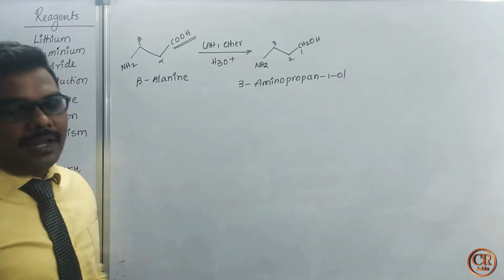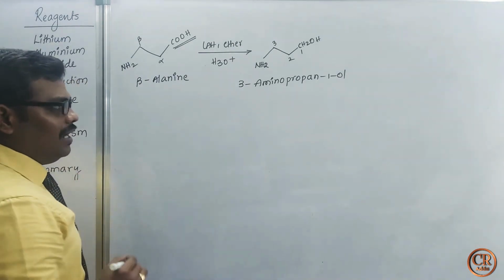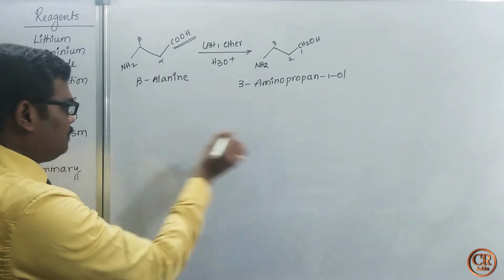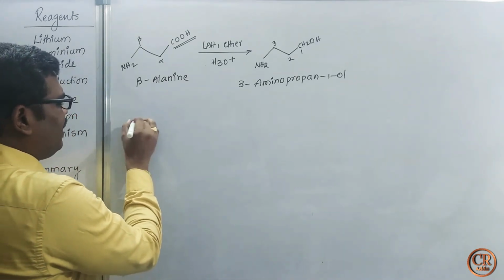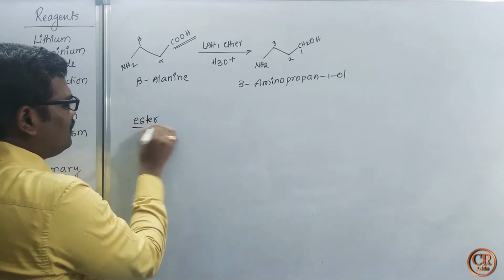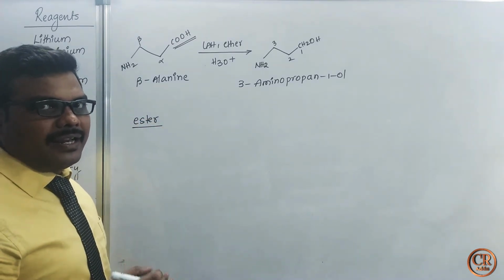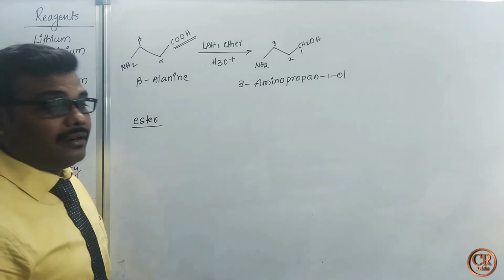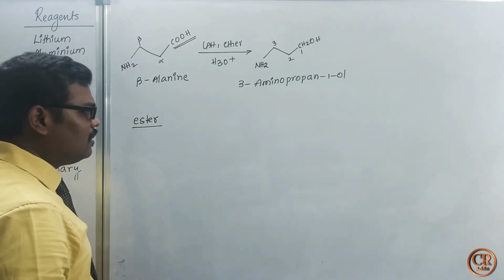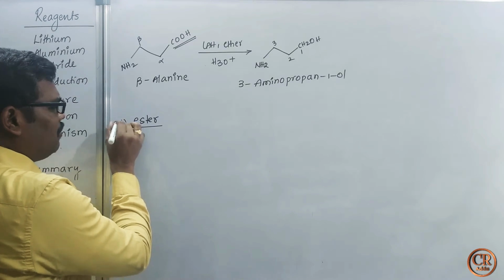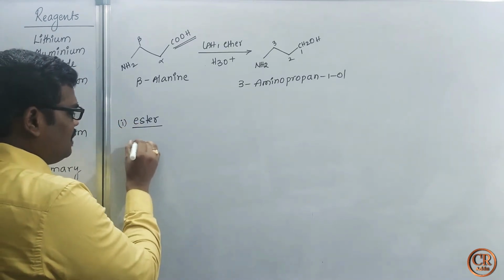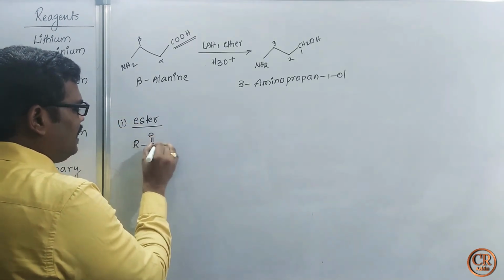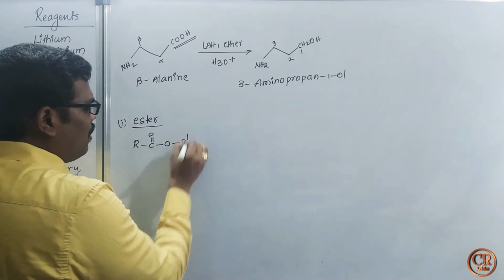So this is mainly about carboxylic acids. Now we take its derivatives. The first derivative is ester. Ester, acid halides, amides and anhydrides are all derivatives of carboxylic acid. So I am taking the first derivative, ester. The ester general formula is RC double bond O, OR dash.